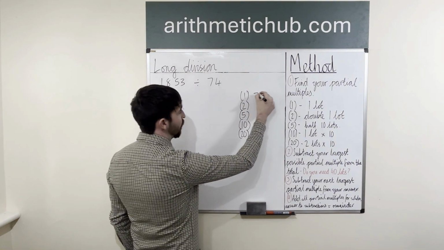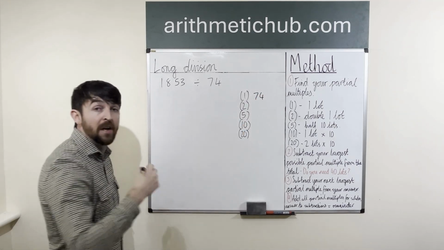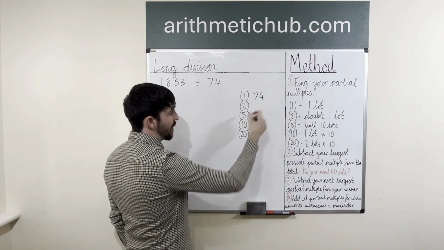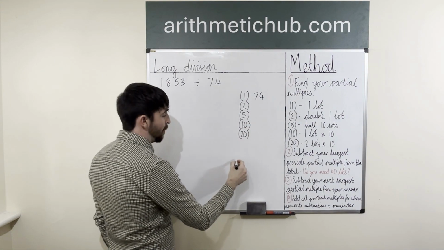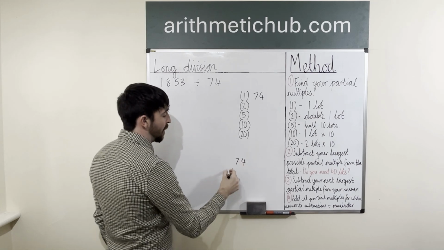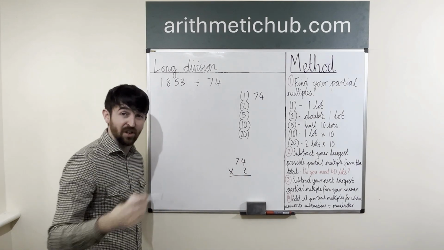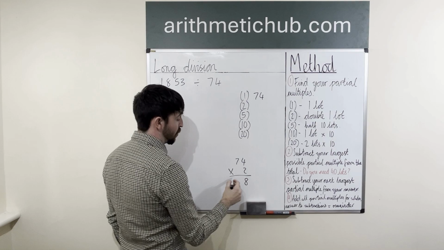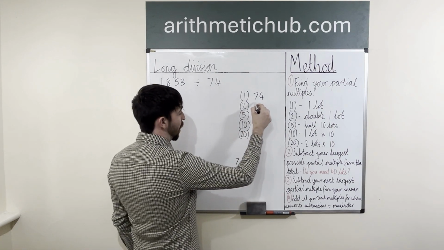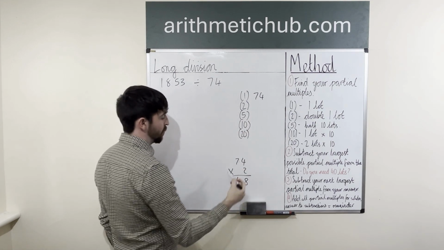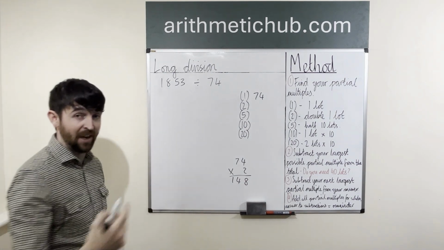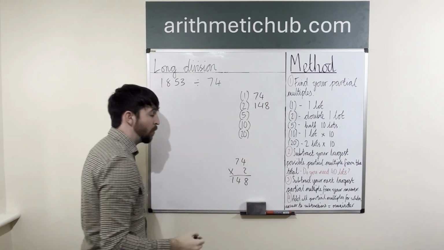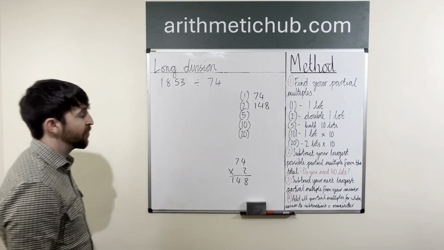1 lot of 74 is going to be 74, isn't it? Then I need to find 2 lots. 2 lots of 74, I need to double 70 and I need to double 4. So for this, I might say, you know what, doubling 70, I'm just going to put it into a short multiplication method because I find that one easier. 4 times 2 is 8, 7 times 2 is 14, but we can write our answer as 148 there. Okay, so 2 lots are 148.